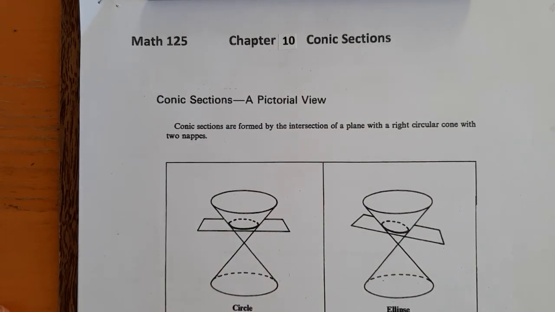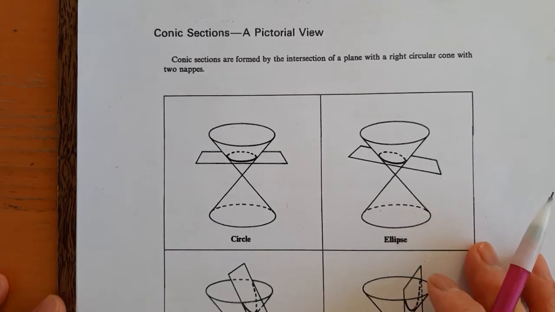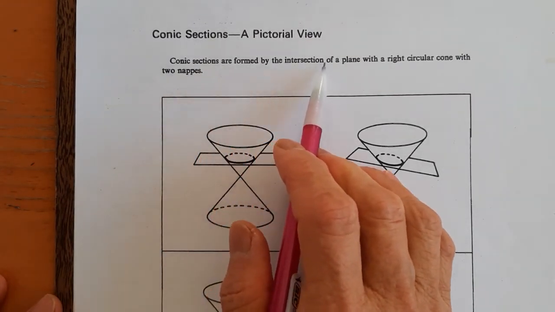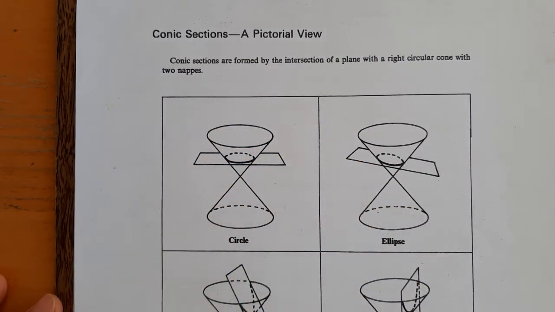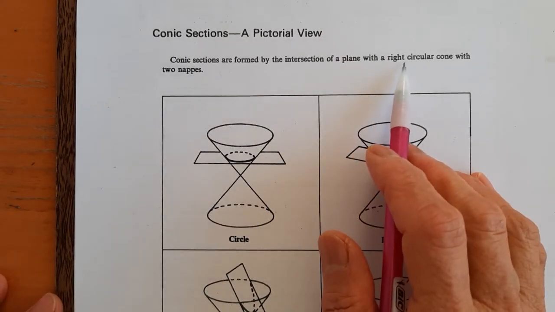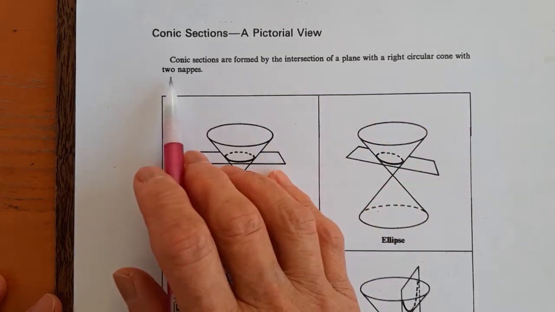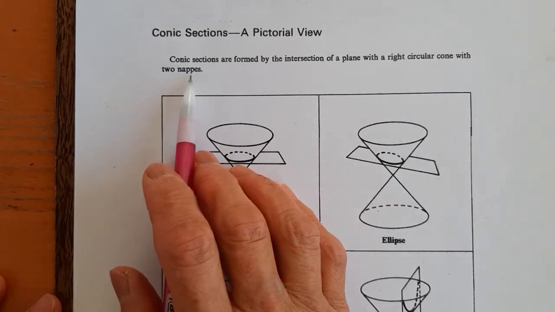Math 125, Intermediate Algebra. Today we talk about Chapter 10, conic sections. A conic section is formed by the intersection of a plane with a right circular cone with two nappes.